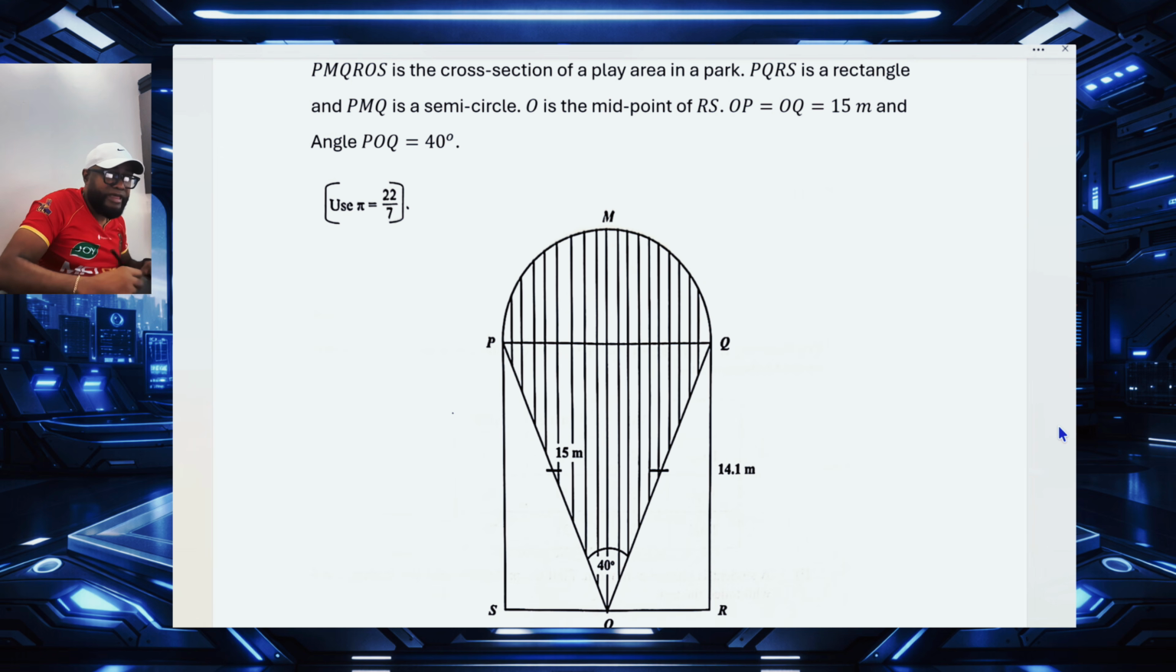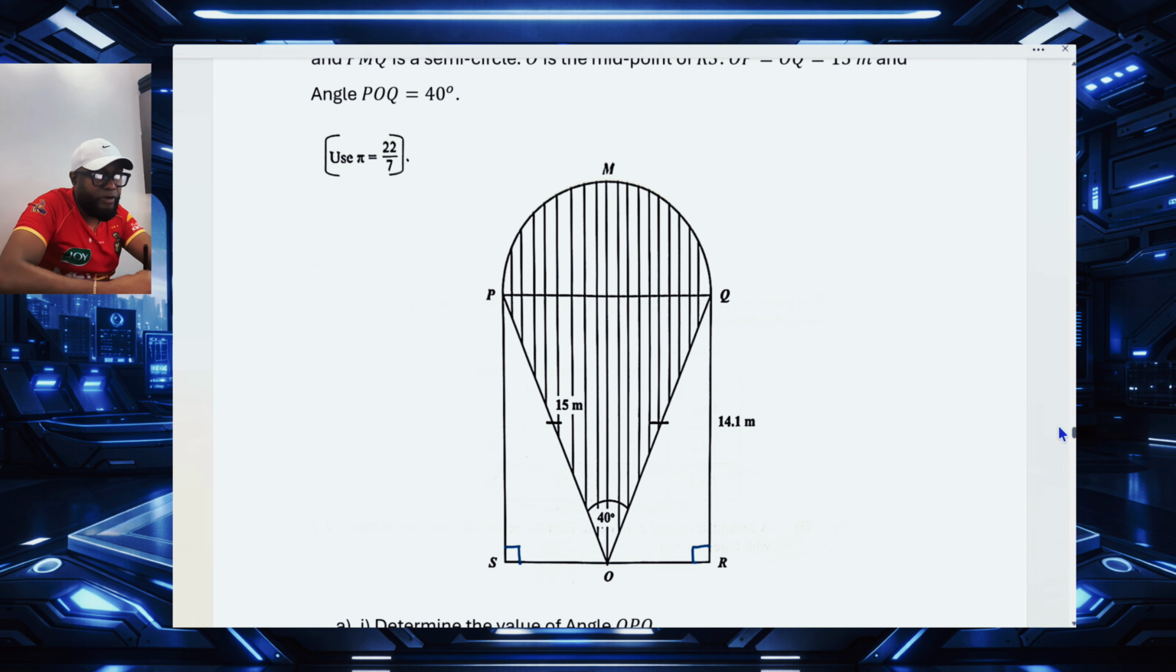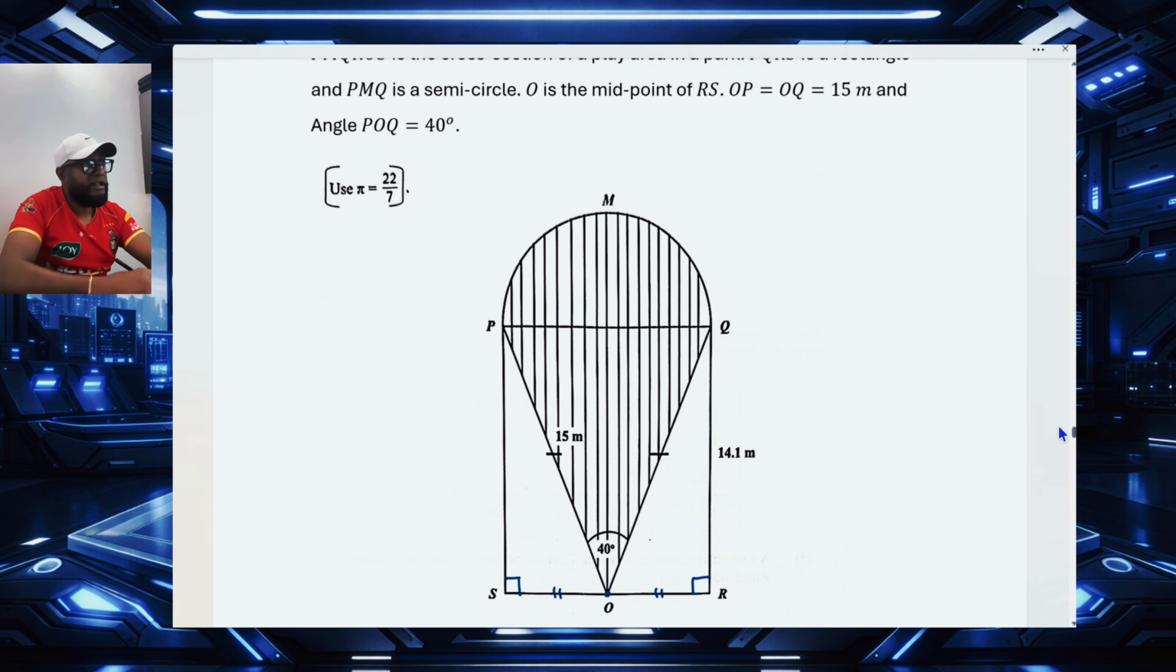We know that here is a right angle because above they said that PQRS is a rectangle, right? So all the information is given here. They said that O is the midpoint of RS also. This is the midpoint. So that means that this line is equal to this line. Everybody agrees? Look at this statement here.